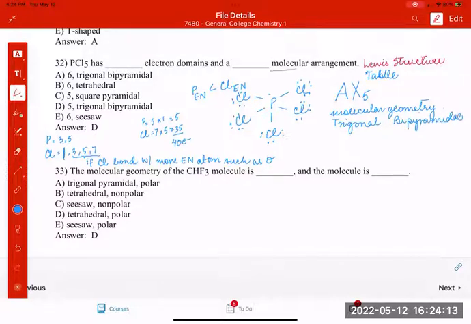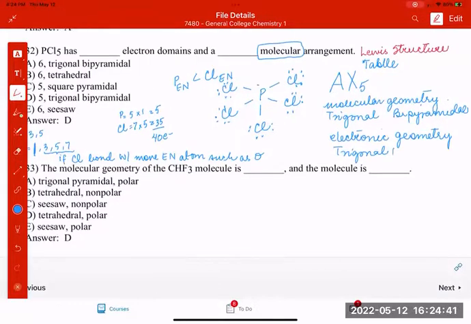So molecular, pay attention to this word right here. If the question was asking for electronic geometry, then you would have looked at that other table and it would have been, in that case, trigonal bipyramidal. So both of them are the same, but sometimes the names are different. For example, the seesaw in one is the trigonal bipyramidal in the other one. Trigonal bipyramid, like two pyramids.